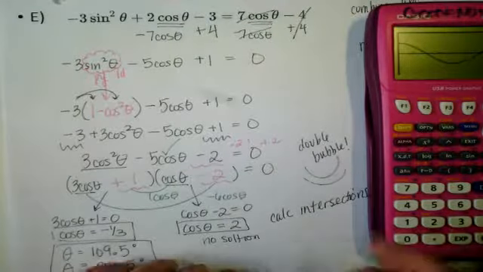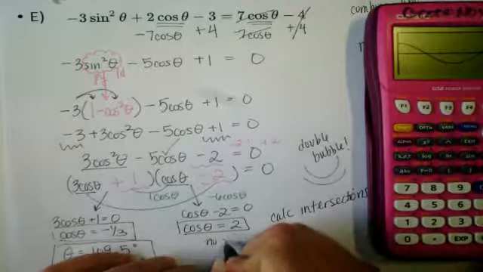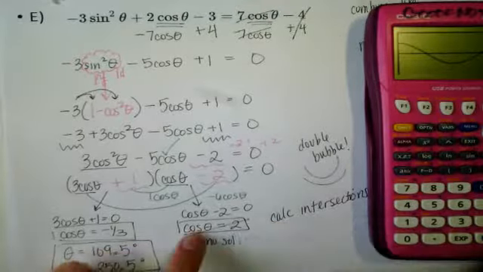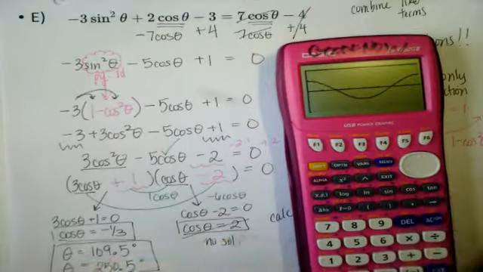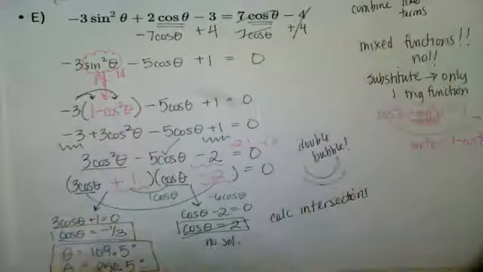I didn't spell solution right at all, did I? There are no solutions here because cosine goes between 1 and -1, and 2 is out of range. It's too big. So no intersections. That doesn't have any solutions. So we just have these 2 possible solutions.